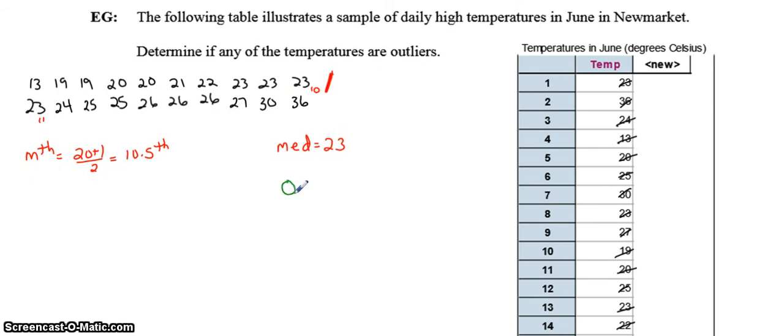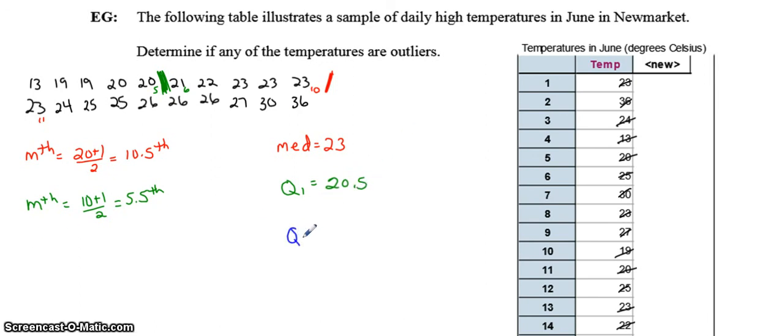For your first quartile, there's 1, 2, 3, 4, 5, 6, 7, 8, 9, 10 pieces of data. So 10 plus 1 divided by 2 is 5.5. So that means Q1 is in between the 5th and the 6th piece of data. So 1, 2, 3, 4, 5 is 20. 6 is 21. So Q1 is right in the middle of 20 and 21. So that is equal to 20.5.